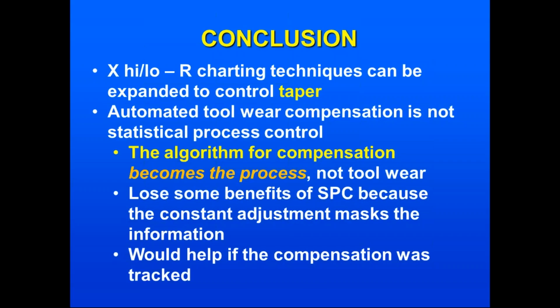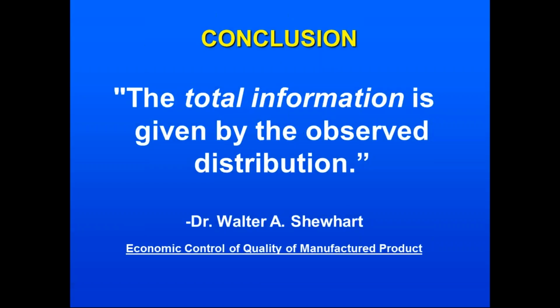Now, it would be nice if that compensation was tracked so that you could determine what that was, but that's generally not available in the process. So really, automated tool wear compensation is an algorithm for over-control. That's all it does. So in conclusion, the total information is given by the observed distribution, once again attributed to Dr. Walter Shewhart, and that's what we want to use when we're controlling precision machining: the observed distribution of the continuous uniform distribution, not the normal distribution.